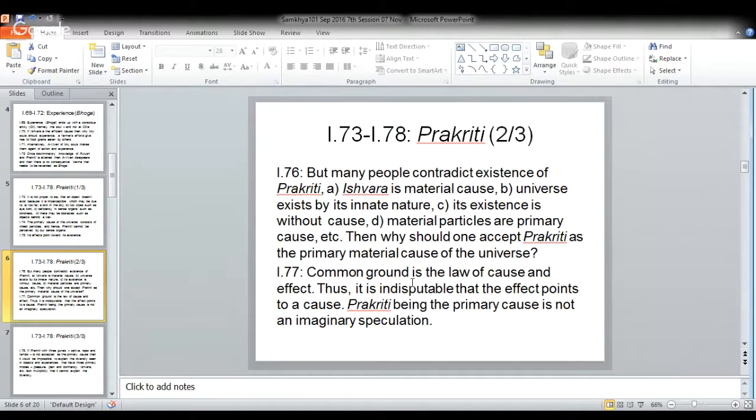So what he is saying is the common ground is the law of cause and effect. Thus, it is indisputable that the effect points to a cause. Prakriti being the primary cause is not an imaginary speculation. Na apalapa means it is not wrong to say like that. Prakriti could be a viable speculation. It is not yet proven, but he is trying to convince us it is worth knowing what Prakriti is. For that, he must establish as if such a thing must exist. So it's worth exploring.